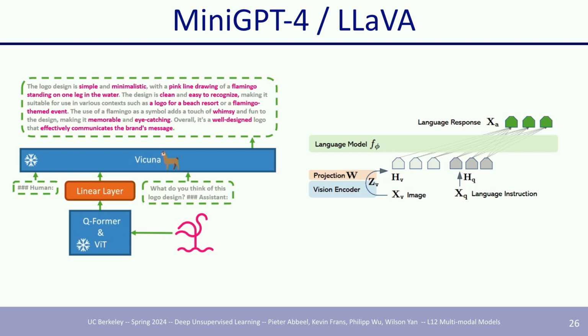MiniGPT uses a ViT plus Q-Former, which is from a paper called BLIP-2. LLaVA uses a CLIP image encoder. In between they have a single projection layer that maps the dimensionality to the input of the Vicuna transformer. In this case, the only thing you train is the projection layer, and it actually works pretty well in terms of multimodal understanding. This is pretty cheap because a lot is frozen and very little is actually fine-tuned.